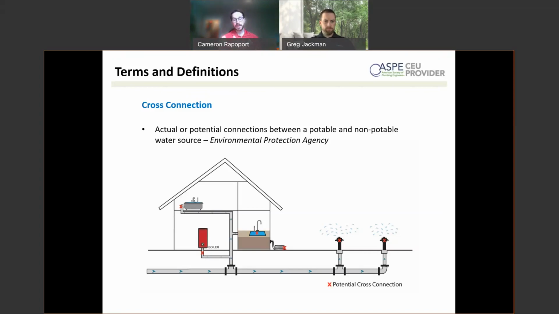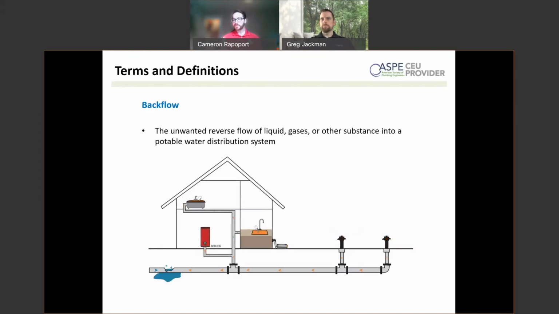A potential connection is something like a hose. It's not necessarily connected to a source of contamination, but it could be at any time. And in fire sprinkler systems, we do have both actual and potential sources of contamination, which we'll get into. So backflow, what we're talking about, is the unwanted reverse flow of a liquid, gas, or other substance into a potable water distribution system.